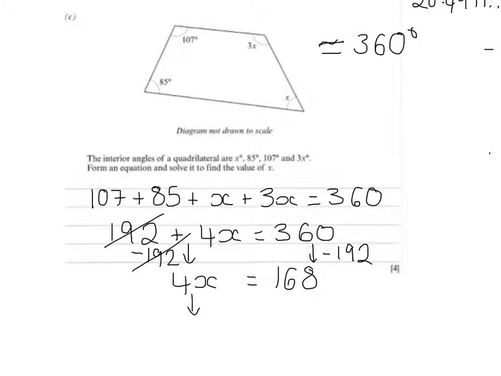I now divide both sides by 4 to give me x equals 168 divided by 4, which is 42. So that means x is equal to 42 degrees.